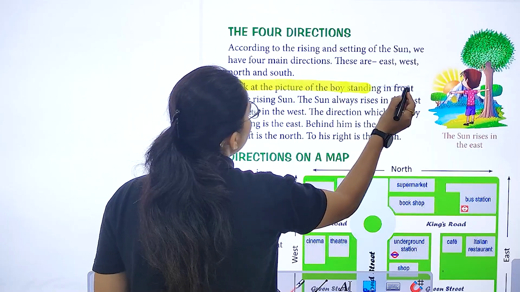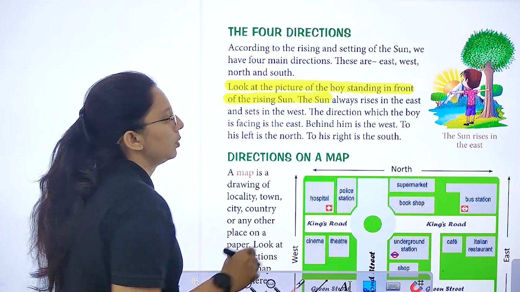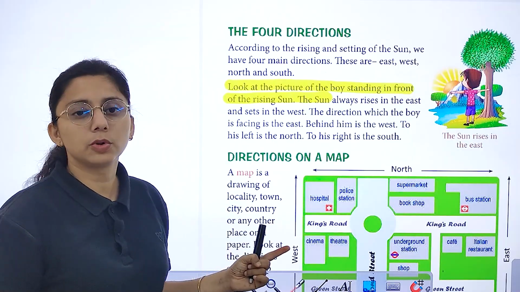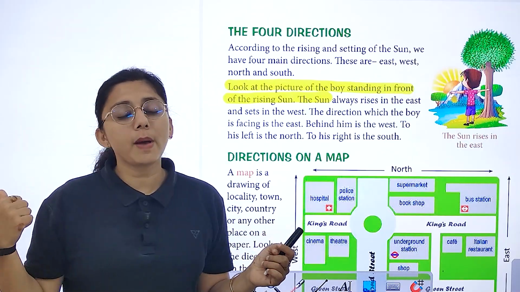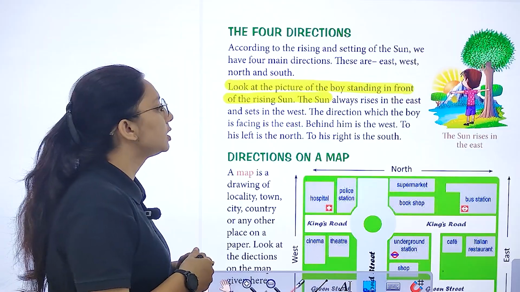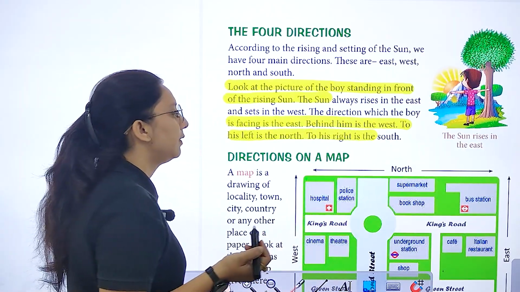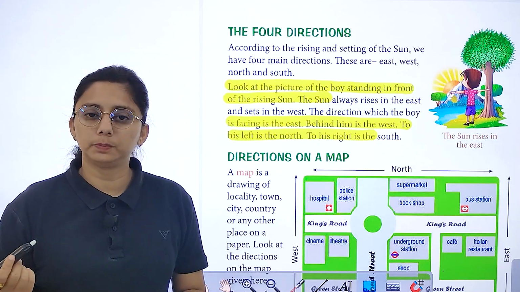Look at the picture of the boy standing in front of the rising sun. The sun always rises in the east. So the direction he is facing will be what? East. He is facing east. And what will be his back side? West. So the direction which the boy is facing is east and behind him is the west. And his left is north and right is south.